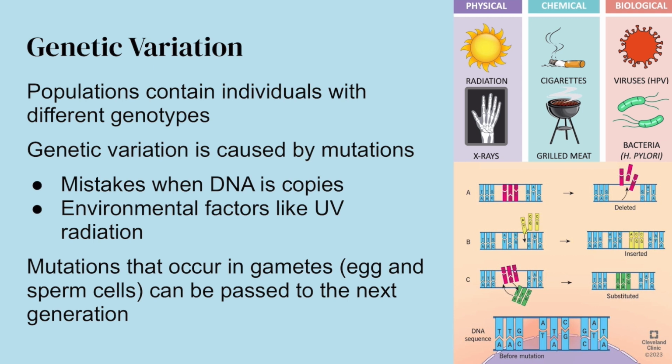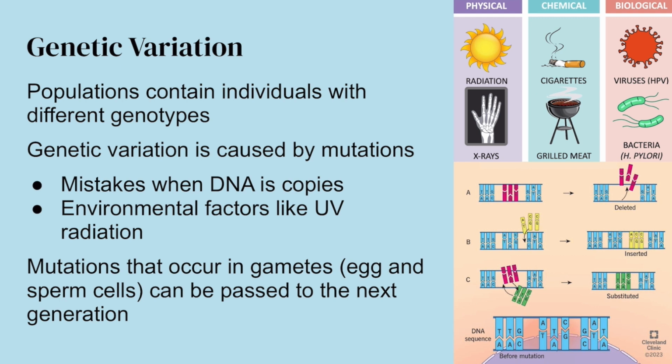Genetic variation is really important because it can allow a population to be more resilient when faced with some disturbance. Genetic variation is caused by mutations. These can occur due to mistakes when DNA is copied. So during DNA replication, sometimes the enzymes involved do make mistakes, and those can become mutations if they aren't corrected. And also environmental factors like UV radiation can cause mutations to occur to DNA.